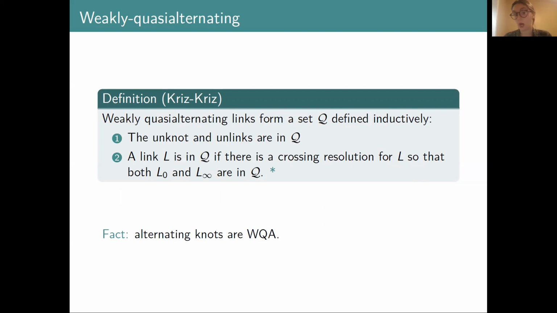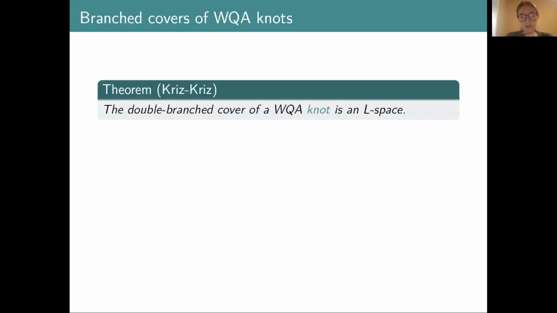But there are new knots that we're getting. There are non-alternating knots which are weakly quasi-alternating, for example, pretzel knots. And the reason this is a nice generalization of alternating is that we still get this theorem that looks a lot like our Ozsváth-Szabó theorem. So Kriz and Kriz showed that the double branch cover of a weakly quasi-alternating knot, and it's important that it's a knot and not a link of multiple components, is an L space.